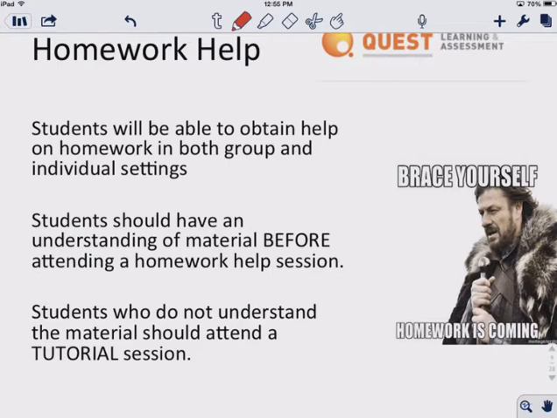You can get help on homework in either a group or individual setting. We will have scheduled homework sessions, and you'll need to make sure you have attempted the homework before attending one of those sessions. If you do not understand the homework, then you'll want to attend a tutorial session as opposed to a homework help session. But again, keep in mind that all makeup work is to be completed in the Hawk Center. So these homework help sessions and tutorial sessions are not intended for makeup work.